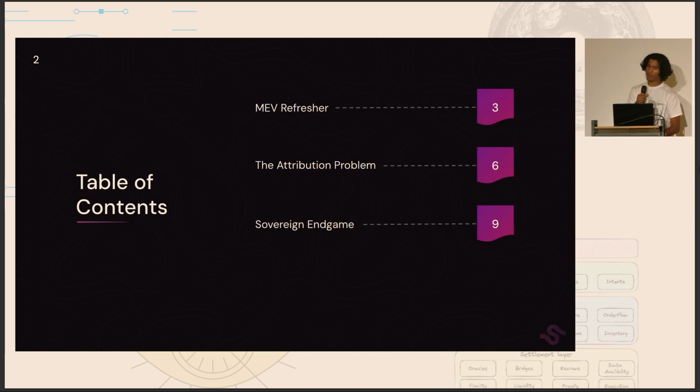So just a bit of a roadmap. First, a quick refresher. I promise I'll make it quick on what MEV is. Then we'll talk about the attribution problem, and then what I think is the end game for application design generally, which is the sovereign application, or towards very MEV-aware, maximally competitive, and efficient applications.